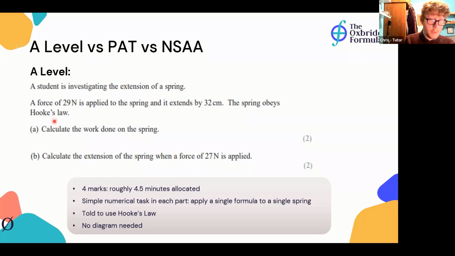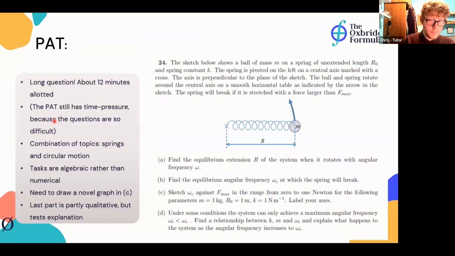If we then move on to a PAT question, this is one of the longer PAT questions you'd find on a paper. You'd have about 12 minutes to do this. It's worth saying here, just because you have more time doesn't mean it's not a time-pressured exam, because the question is much more difficult and the tasks are more extended. So there is still some time pressure.